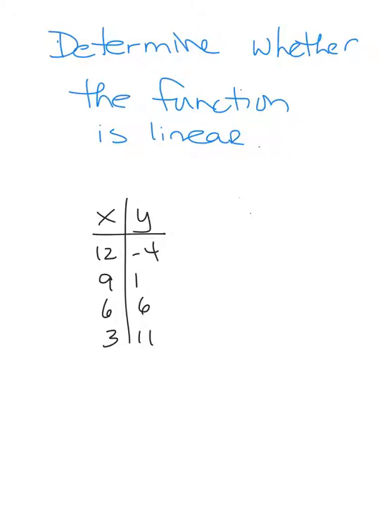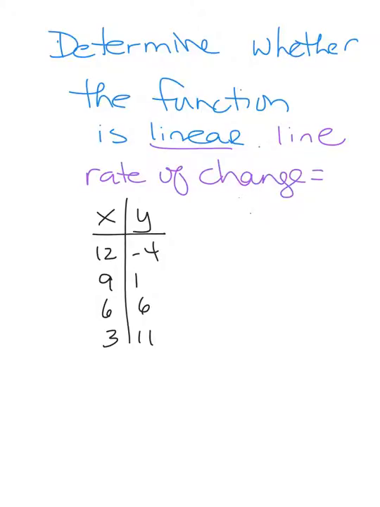Now our next directions say determine whether the function is linear. So now remember, the word linear means line. And in order for something to be a line, the rate of change has to be constant. And remember, the rate of change is your slope. That's the same thing as slope.